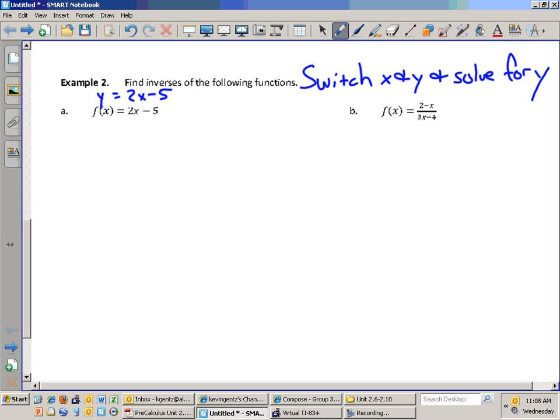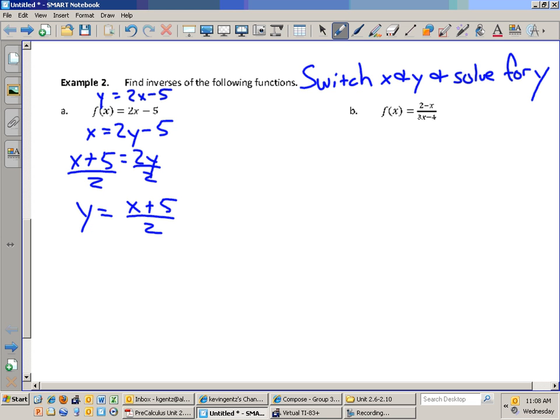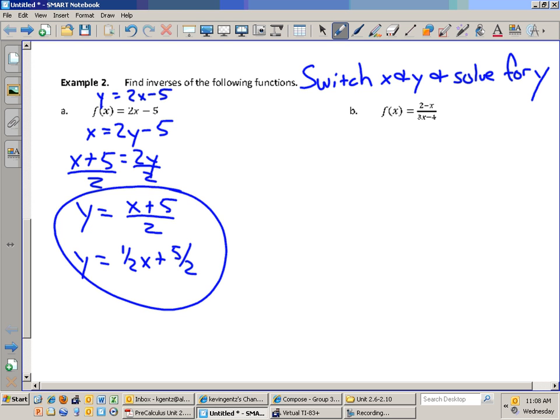So what I'm going to do is switch them. x equals 2y minus 5, and now I'll solve for y. How do you solve for y? Add 5, so x plus 5 is equal to 2y, divide by 2, and I get y is equal to x plus 5 over 2. If you would like to write that as y equals 1 half x plus 5 halves, that's fine as well. But either one of those represents the inverse of the original function.